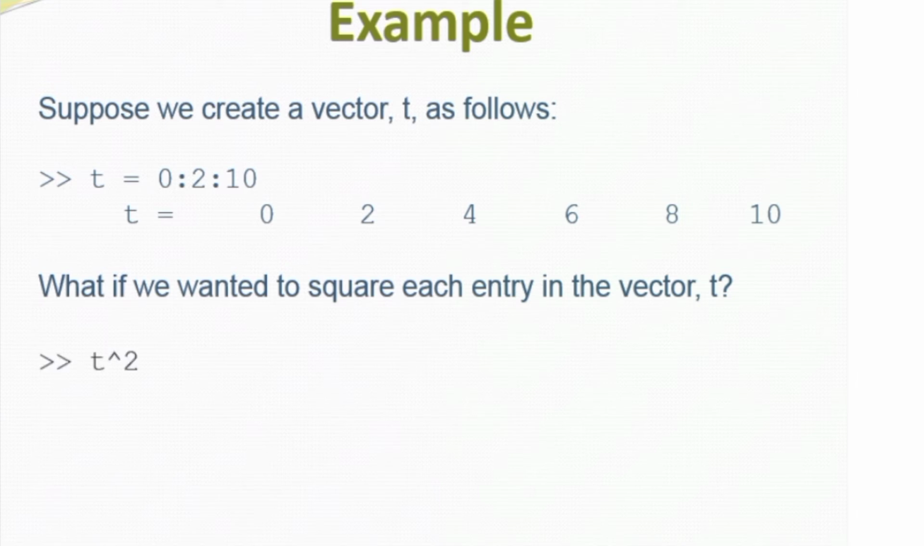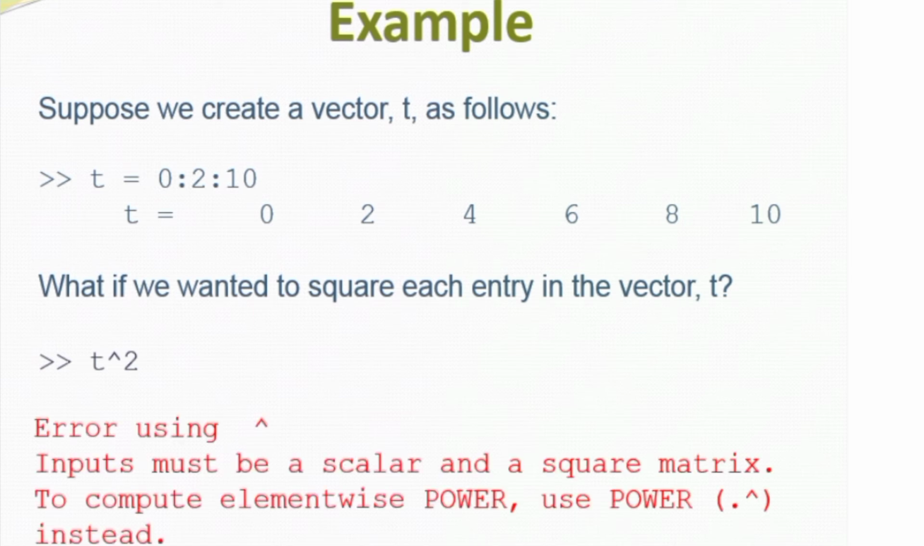Well, most of you, if you haven't had any experience with arrays, and even if you have had experience with arrays, might think, hey, well, I've got this power operator in Matlab, so I can just do t raised to the second power, and that ought to square each of those entries in the t vector. And if you try this in Matlab, you'll find out it doesn't work. I get an error statement. Error using the power operator. Inputs must be a scalar or a square matrix. Matlab goes on to give you a hint. To compute element-wise power, use dot power instead.